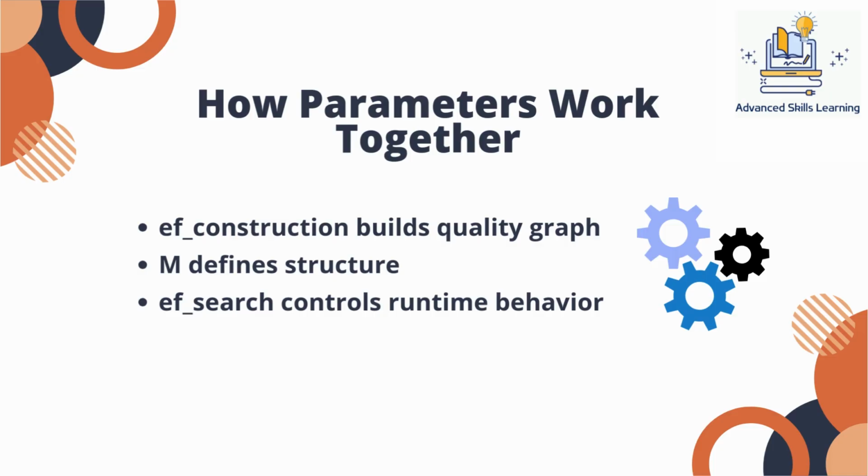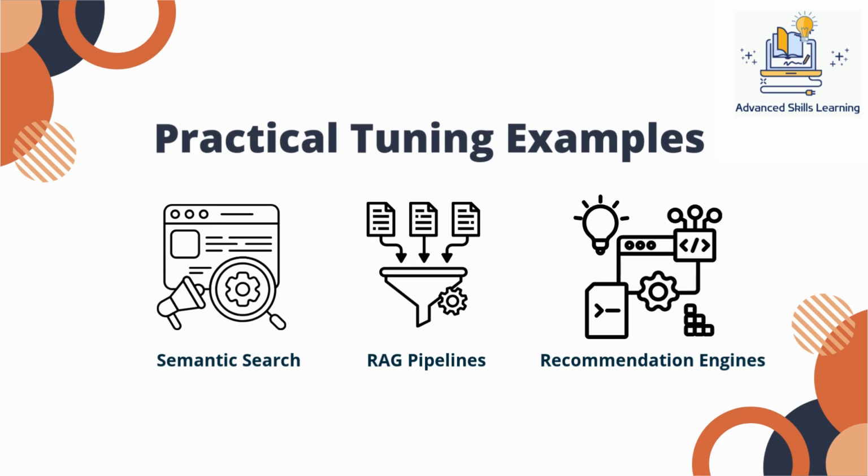In real-world applications, different workloads require different tuning strategies. Semantic search systems may balance EF_search and M to achieve fast responses with acceptable recall. RAG pipelines often increase EF_search to ensure relevant documents are retrieved, even if latency increases slightly. Recommendation systems usually tune M carefully to stay within strict memory and latency budgets.